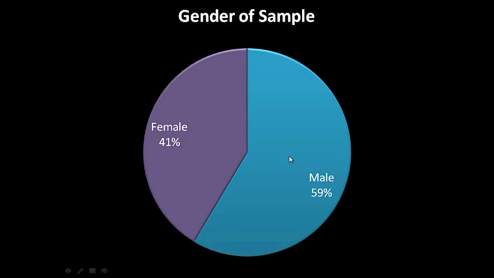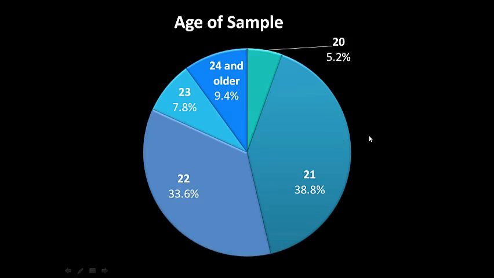And here we go, you see the gender, the sample, and the age of the sample. The sample size was 116 individuals, and we're trying to focus more on the 20-somethings, and as you can see here, those ages are all represented well.